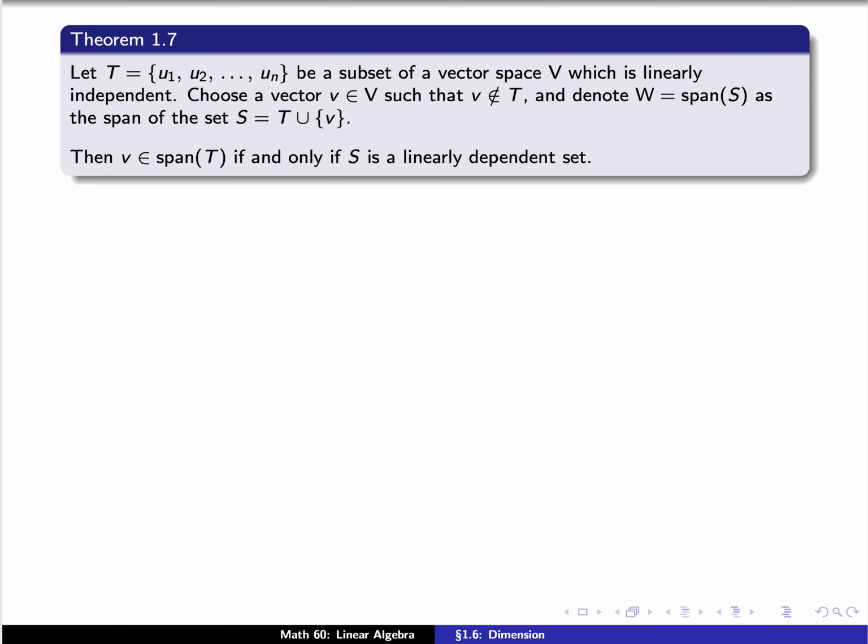We'll choose a vector lowercase v not in T, and then consider S to be the set that we get by joining this vector lowercase v to T. Then lowercase v is in the span of T if and only if S is a linearly dependent set. We'll come back and we'll use this idea a little bit later when we work out some proofs.